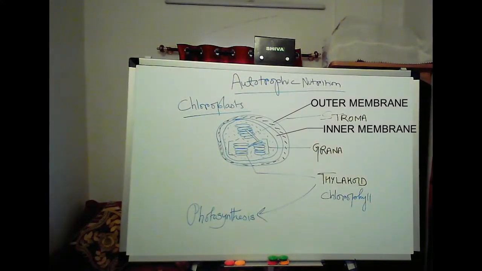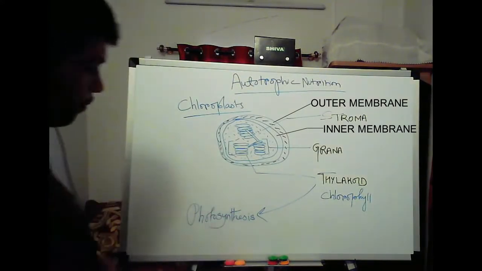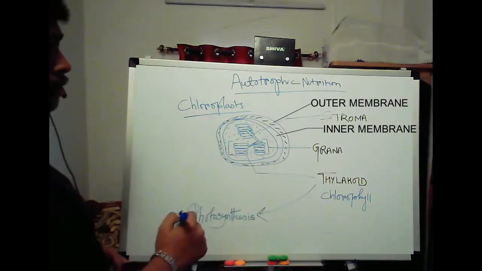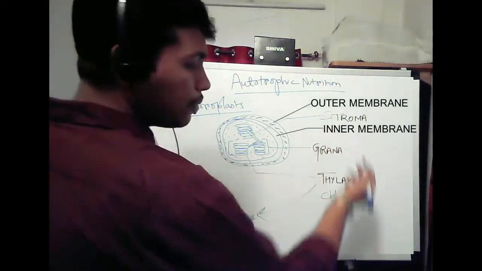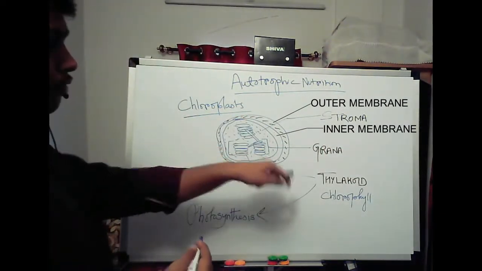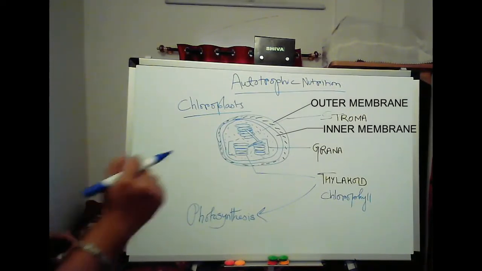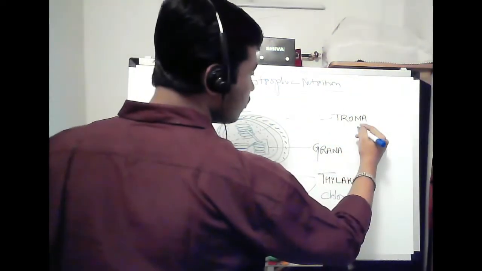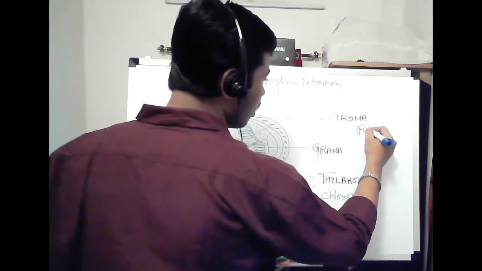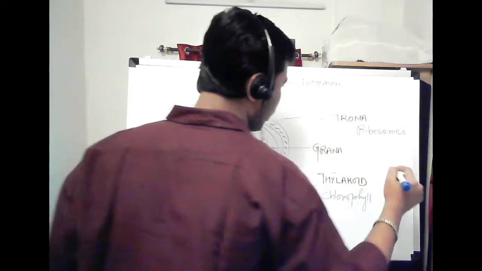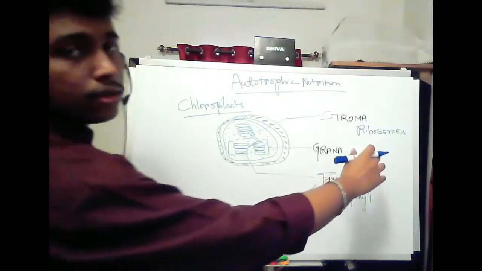Yeah. Photosynthesis takes place in thylakoid. Hence the same will happen in grana, because grana is the collective term for thylakoids. And the stroma, you see, is filled with ribosomes. I hope everyone knows what ribosomes are. They form the proteins.